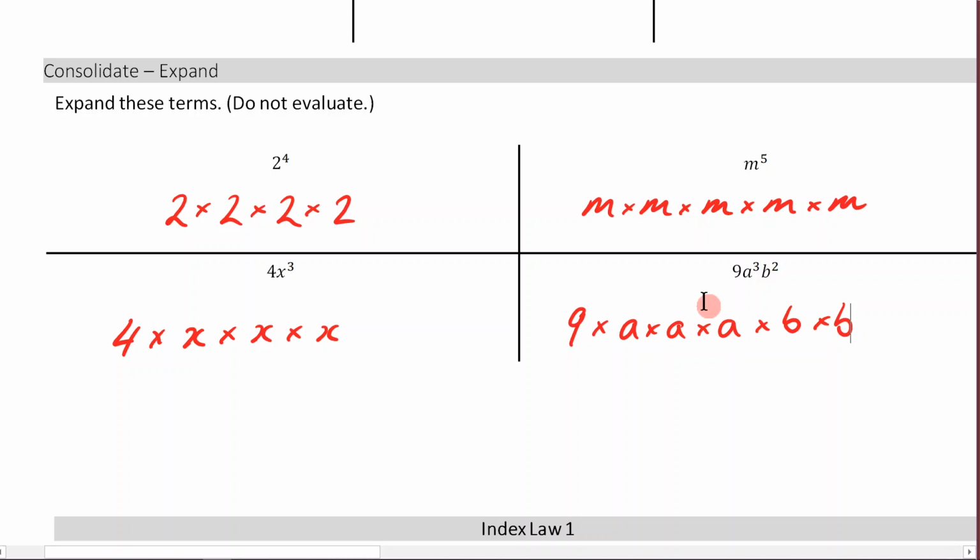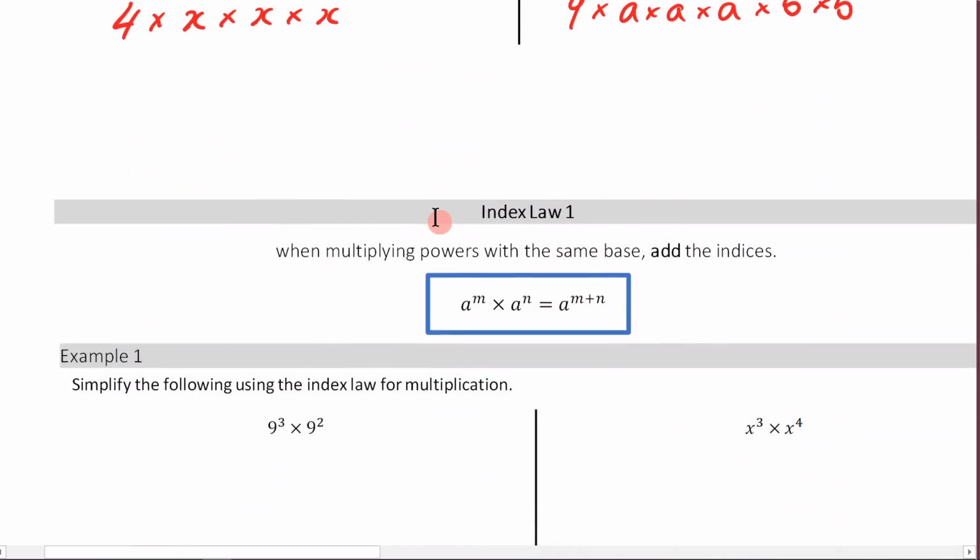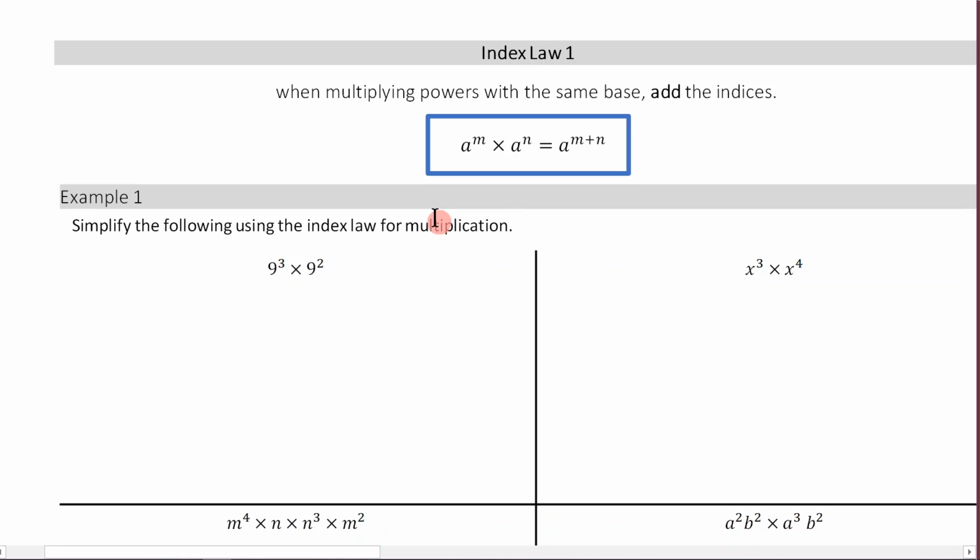Let's keep on going. Let's come down here now. So that's kind of just consolidating everything so far. Let's now actually go into index law 1. So index law 1, when multiplying powers with the same base, add the indices. So a to the power of m times a to the power of n is just going to be a to the power of m plus n.